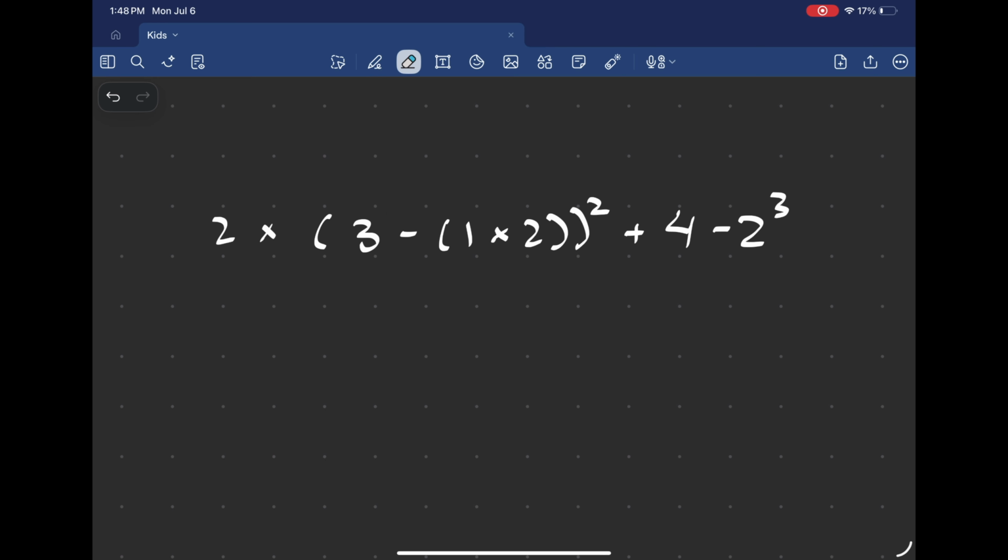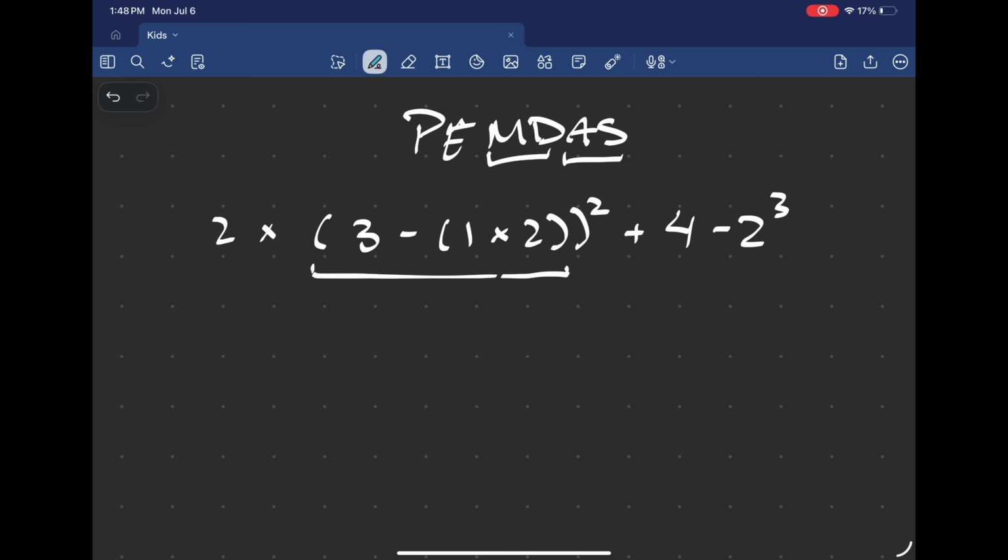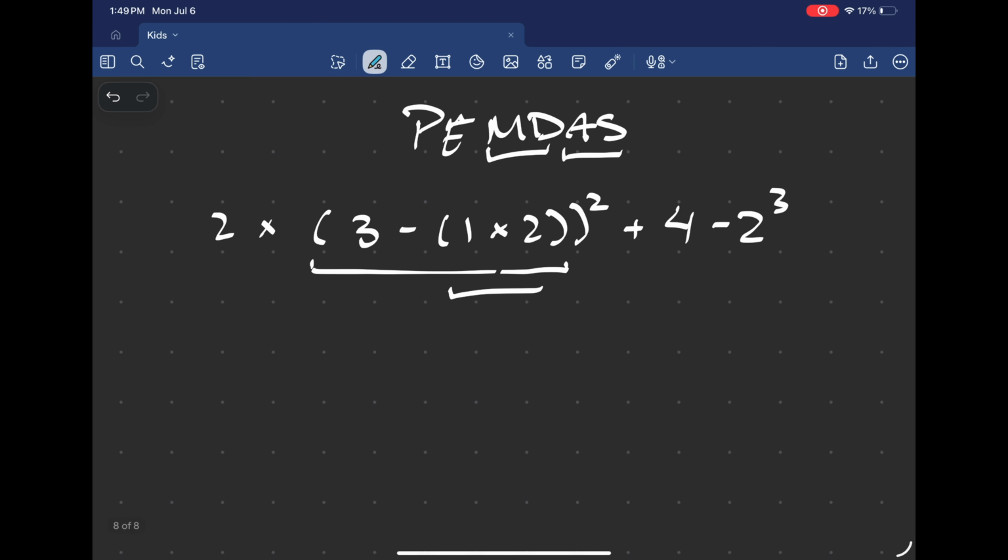Now let's do this one. So we can see first, let's write our rule. PEMDAS. Remember, multiplication and division go together, and addition and subtraction go together. First, we can see that there is a pair of parentheses right here. But within those parentheses, there's another pair of parentheses. Therefore, let's do the pair of parentheses inside the other first.